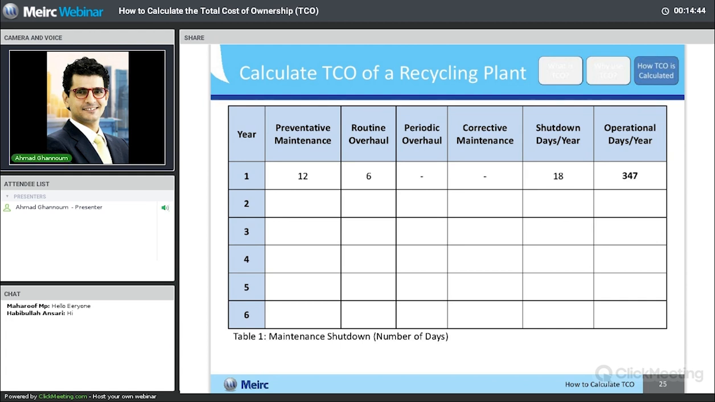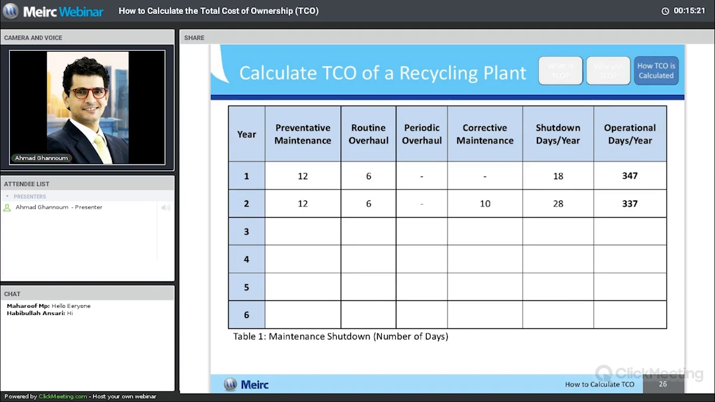Now, from the original problem, we have calculated that we are going to have 12 shutdown days from preventative maintenance, based on the schedule that we have. We have 6 days of routine overhaul. There's no periodic overhaul, and there's no corrective maintenance in year 1. We've also planned for 18 days shutdown. So if you add 12 and 6 and 18, and deduct that from 365 days per year, you are going to get to a grand total of 347 operational days per year.